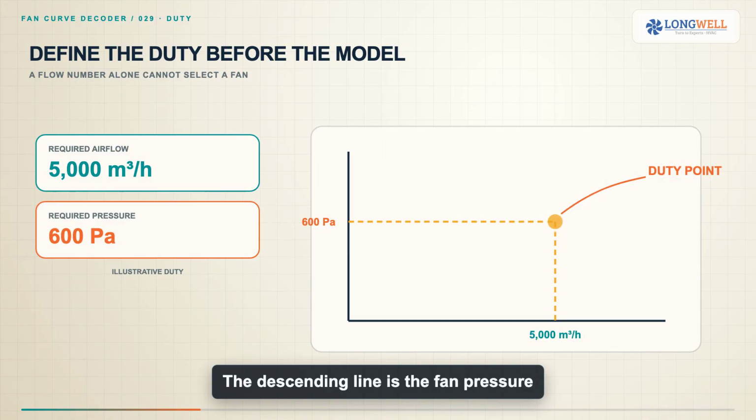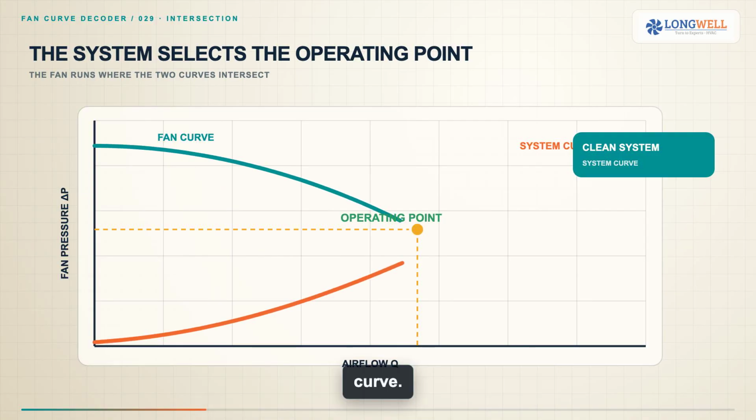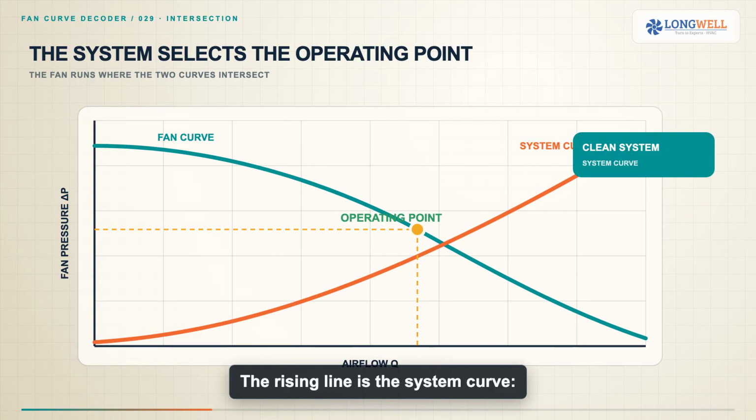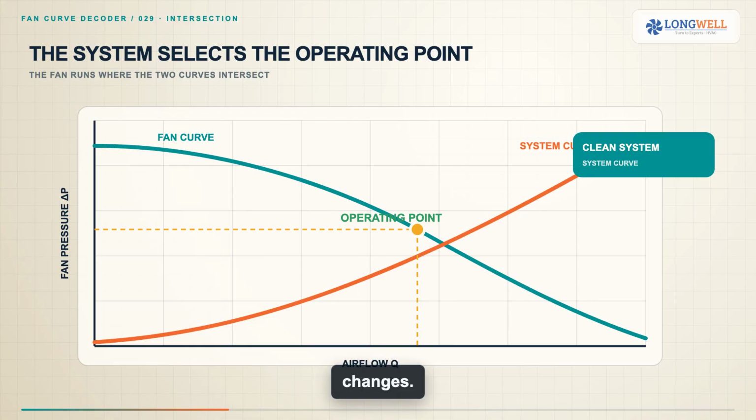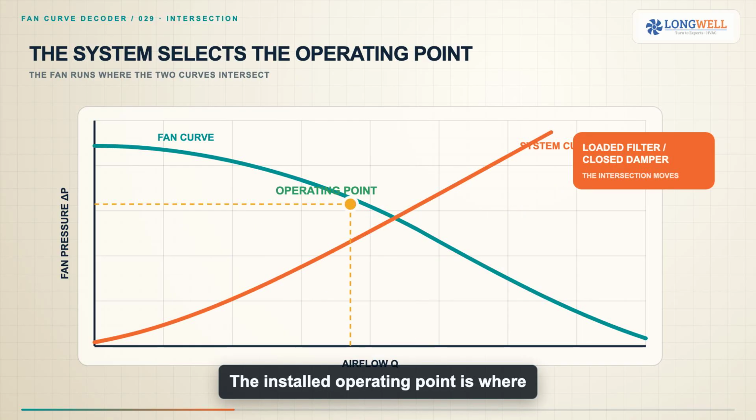The descending line is the fan pressure curve. The rising line is the system curve, the resistance of ducts, fittings, filters, coils, grills, and other components as flow changes. The installed operating point is where those two curves intersect. The fan does not simply stay at a point we draw. If a filter loads or a damper closes, the system curve becomes steeper and the operating point moves toward lower flow and higher pressure.